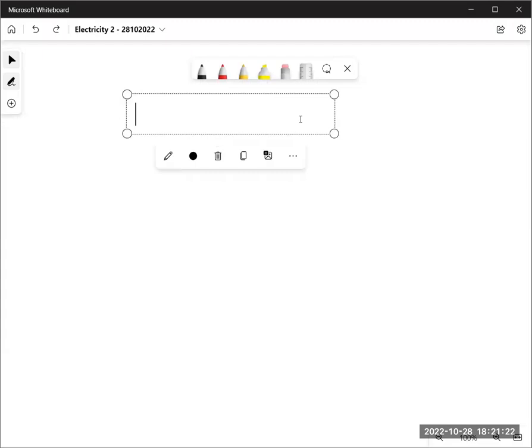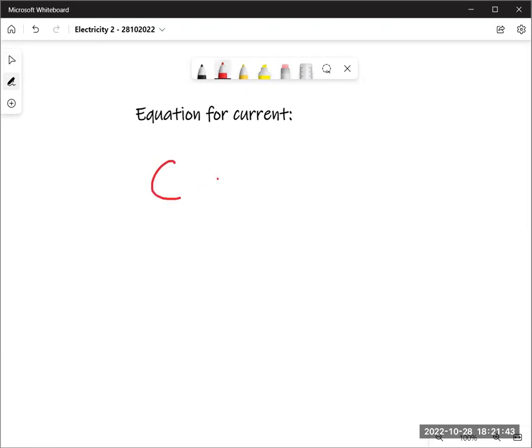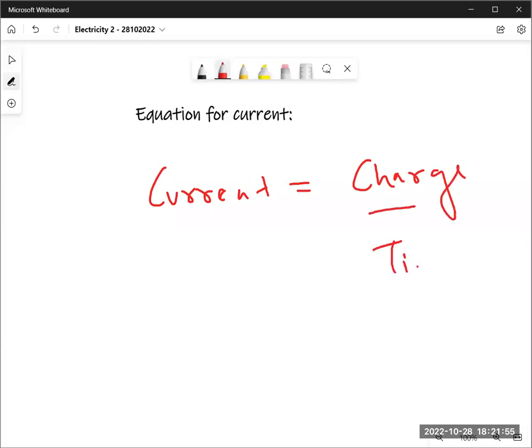Now, write this as well. One more point. Current flows... I should remove that part. Let's do this. Equation for current. Current is, which is equal to charge divided by time.